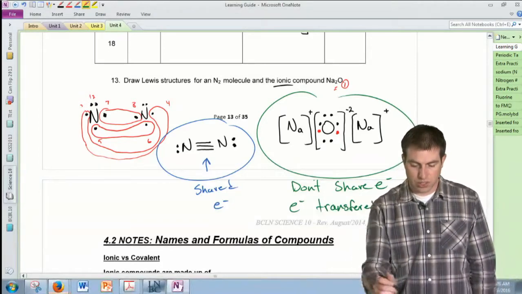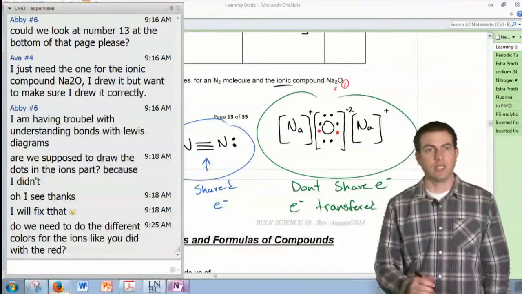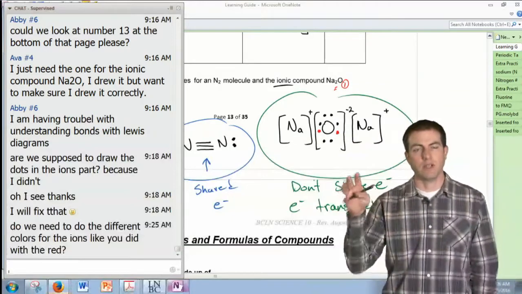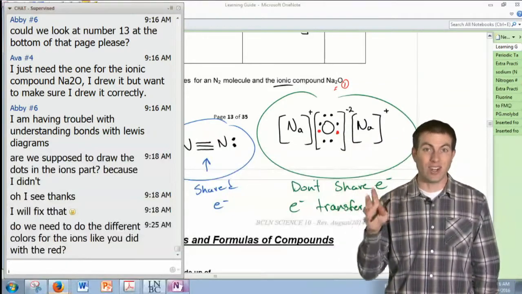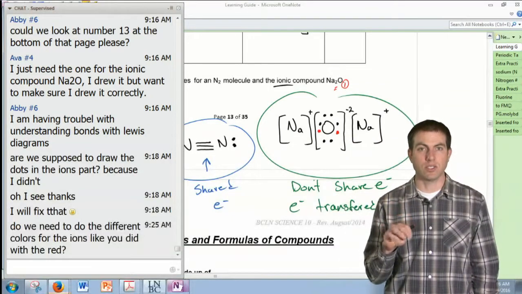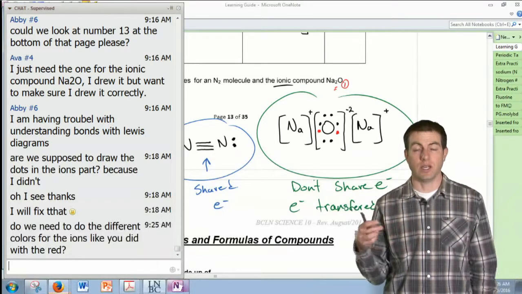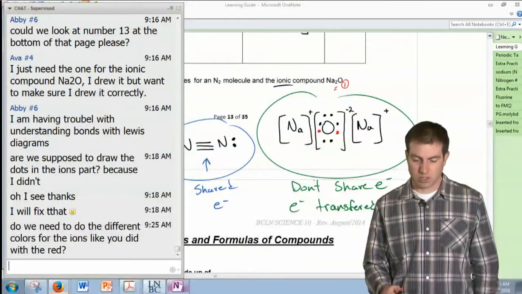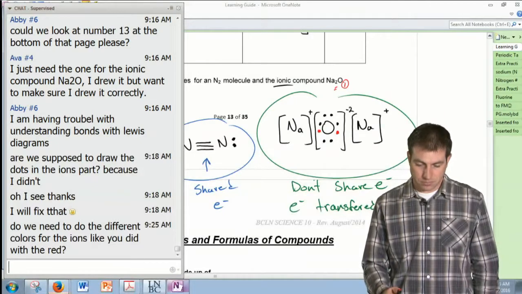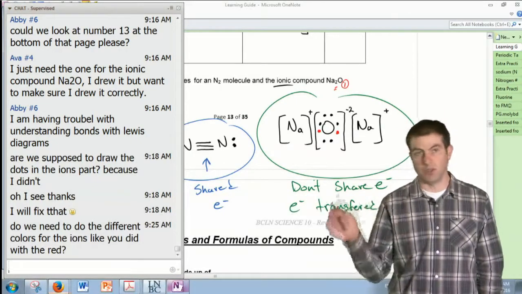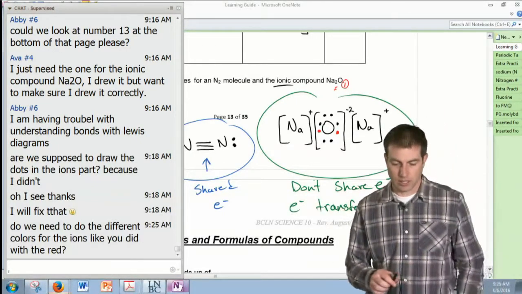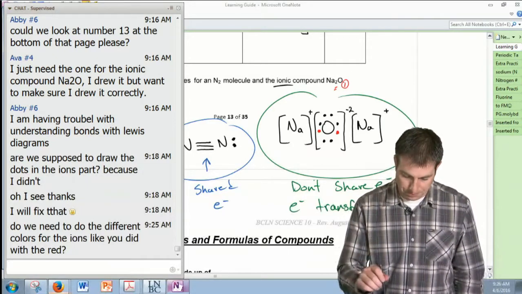No, you don't need to do the different colors. The only reason I did the extra colors was just to show you that those red dots didn't always live with that oxygen. They were part of the ion, but they're not part of the atom of oxygen. So it's just trying to show you that those came from somewhere else, to try to straighten things out.